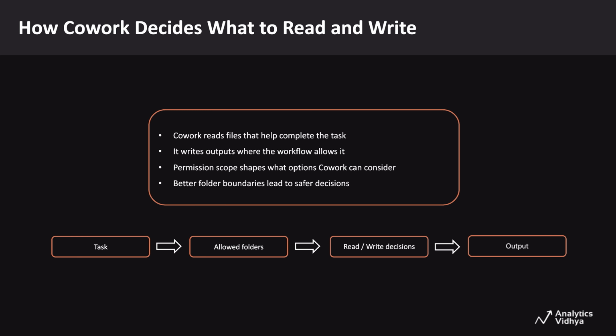Now, here is the interesting part. Co-work's decisions are shaped by the boundaries you set. If only a small set of folders is available, it will make read and write decisions within that scope. That is exactly what we want. Narrow boundaries lead to safer behavior, clear execution, and easier review. So, in many ways, good permissions are not just a safety control, they are also a way to improve focus.